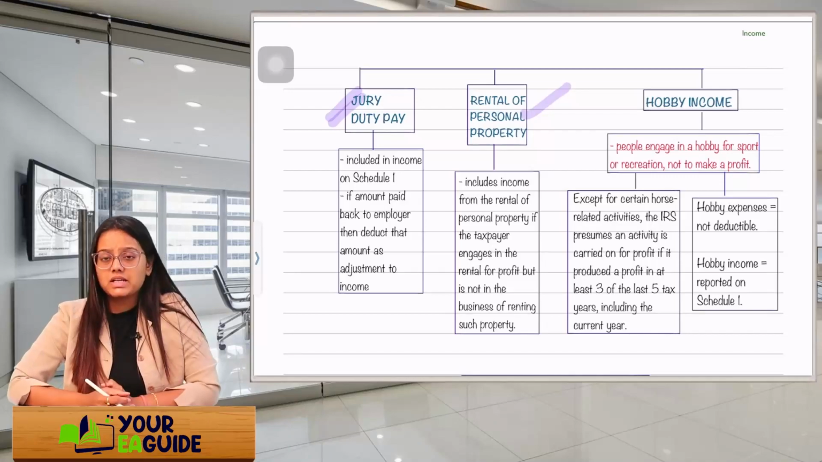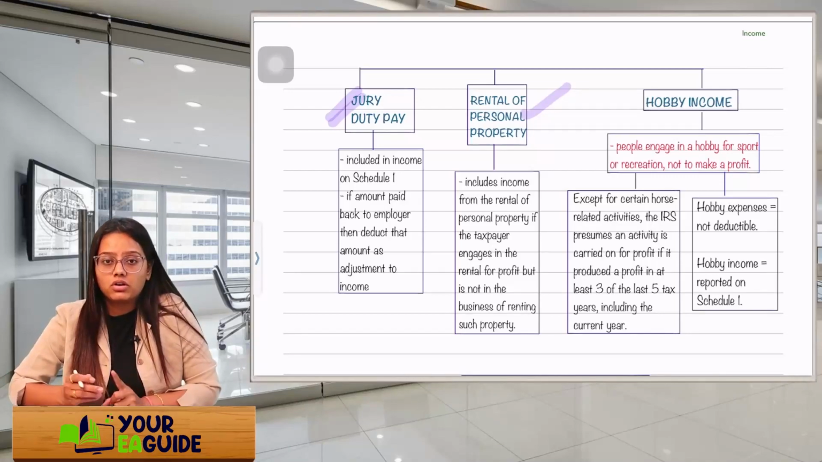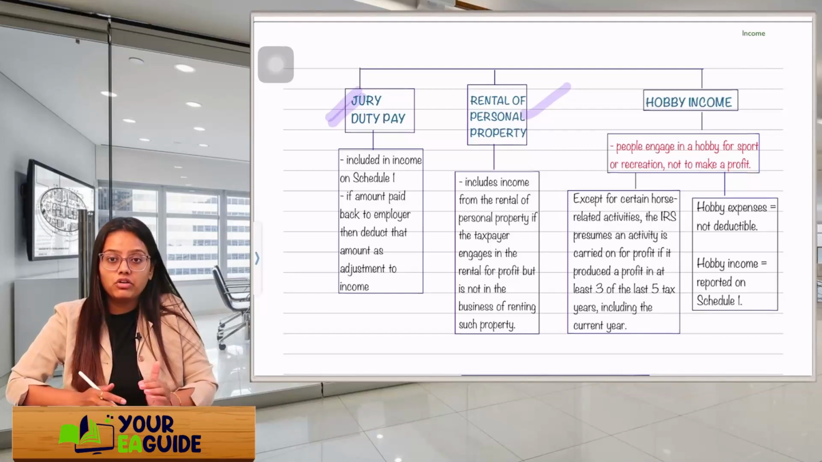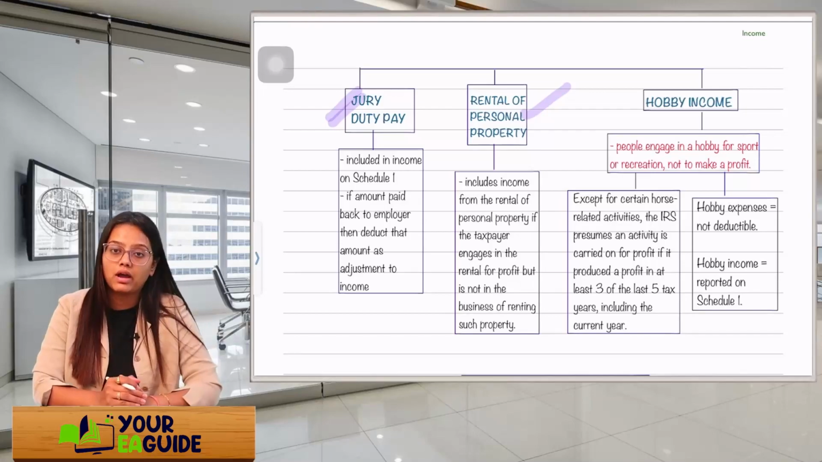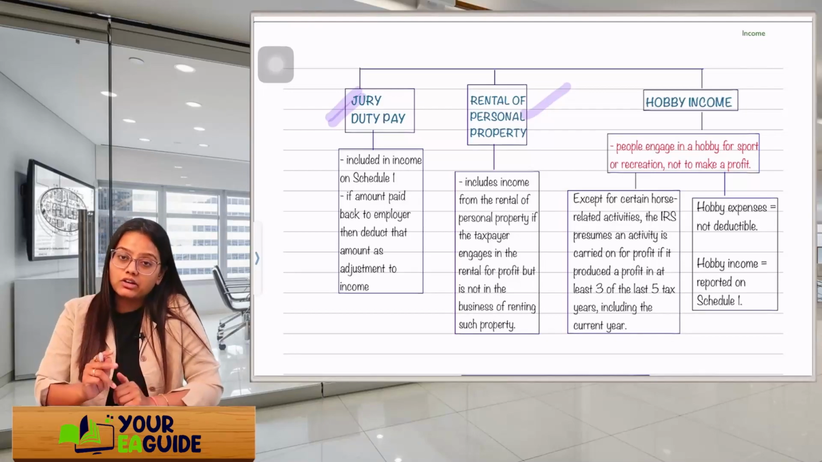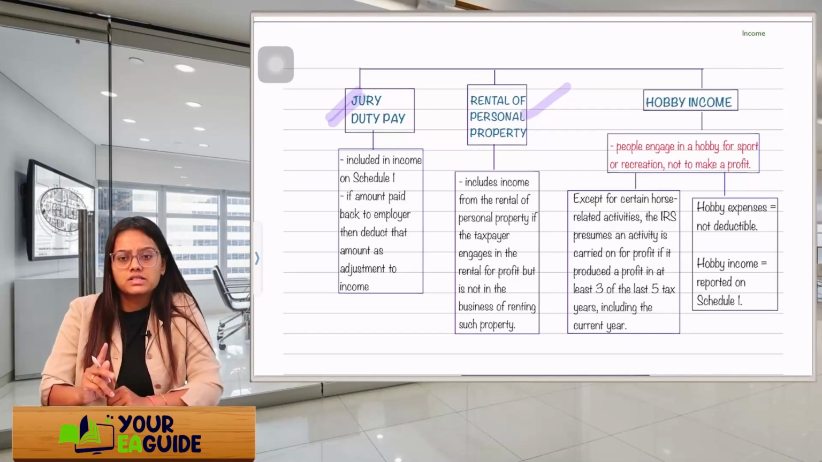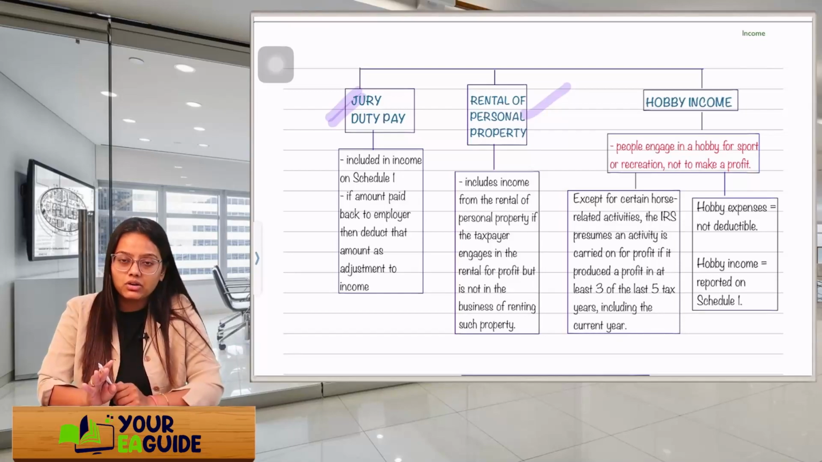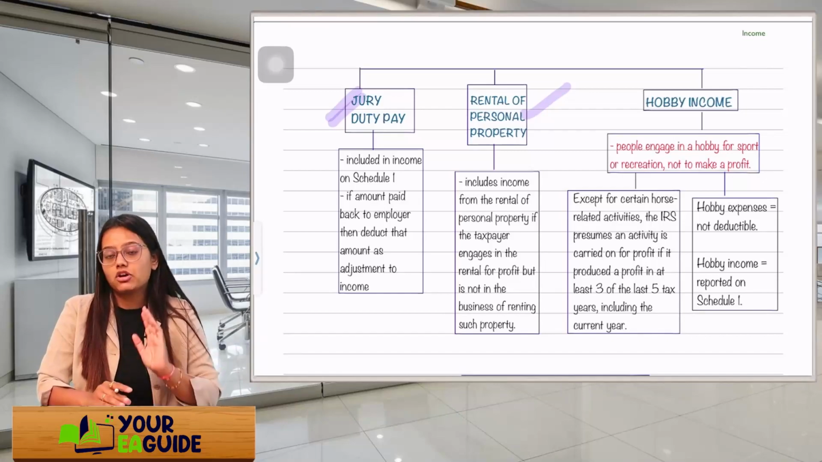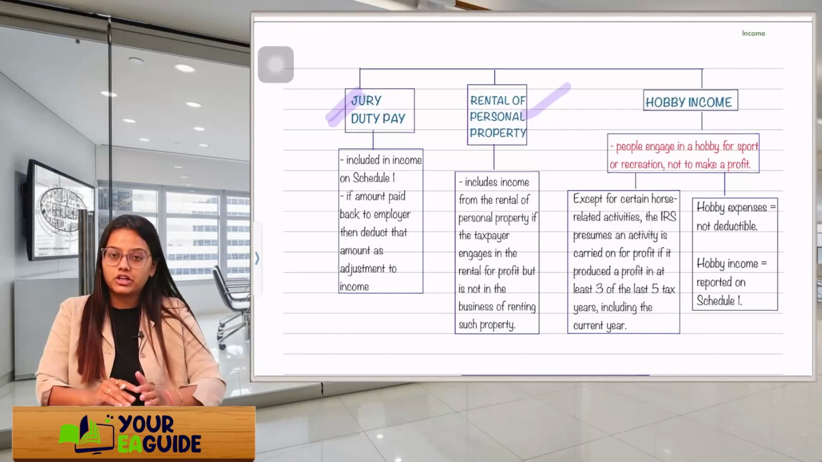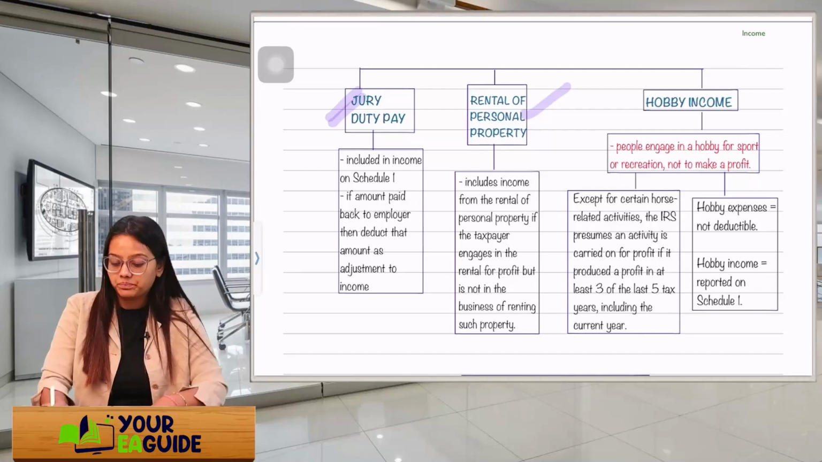Okay, next one is rental of personal property. Personal property means your car, your movable property. When you're renting your movable property, include that rent as income. Whenever you have a business of renting, that goes to Schedule C. If you're just renting one car, that is not your main business, then straight away include it in other income. Else, if your main business is renting different cars, then it should go to Schedule C.